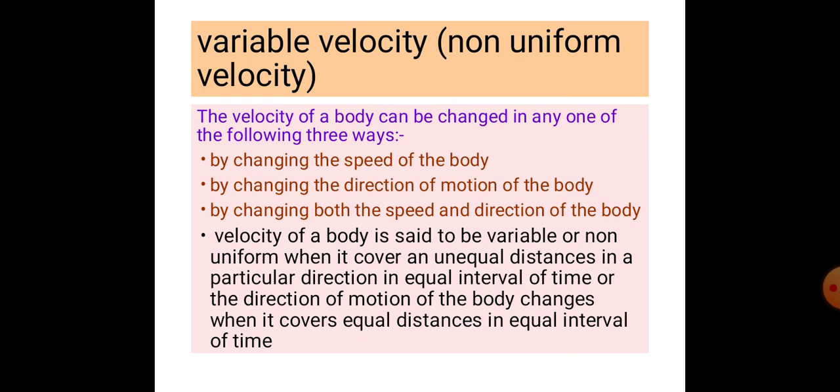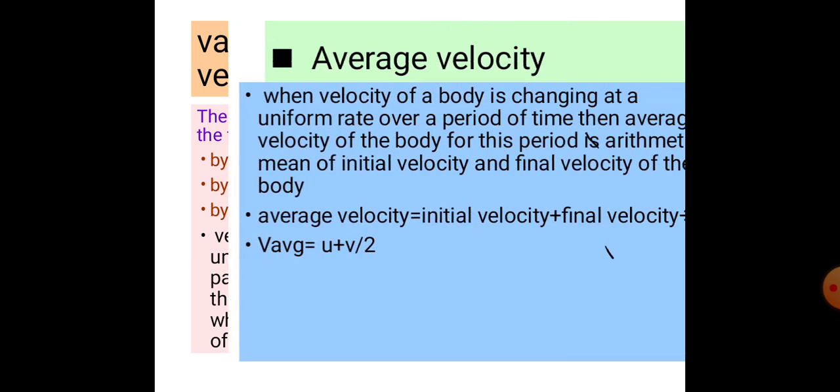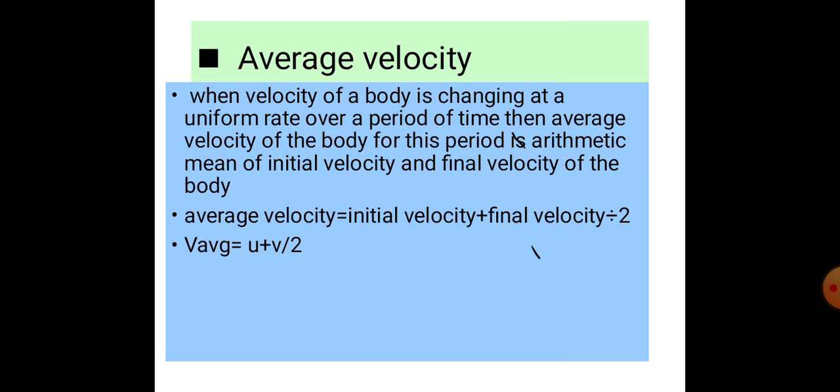Now second is average velocity. When the body is moving along a straight line at a variable speed, its velocity is variable. In that case, we express the rate of motion of the body in terms of its average velocity. When velocity of a body is changing at a uniform rate over a period of time, then average velocity of the body for this period is the arithmetic mean of initial velocity and final velocity of the body. In this way, the average velocity equals initial velocity plus final velocity divided by 2.